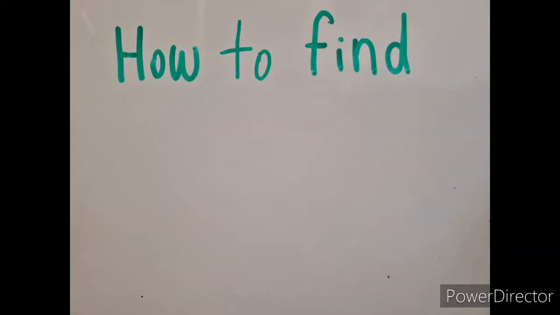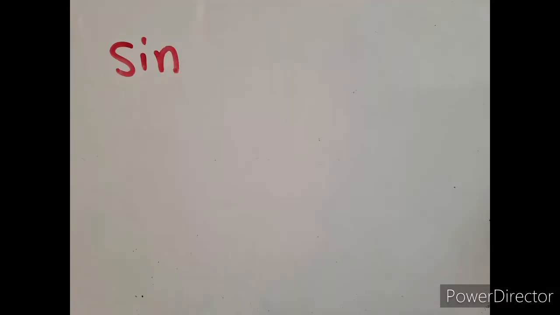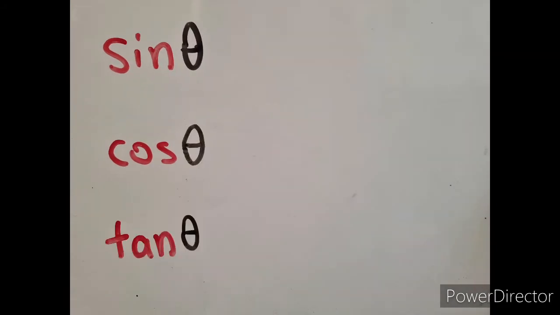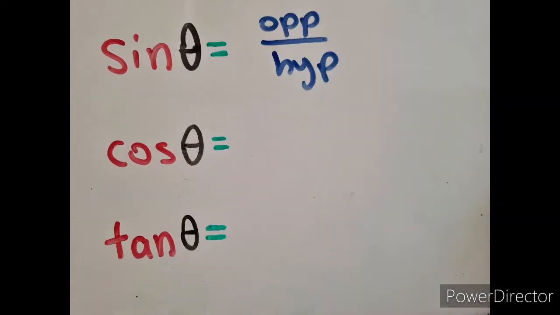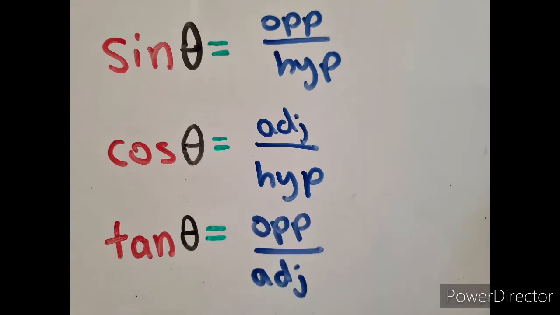How to find sine, cosine, and tangent using special triangles. There are three main rules that we use in trigonometry. Sine of theta is equal to opposite divided by hypotenuse, cosine of theta is equal to adjacent divided by hypotenuse, and tangent of theta is equal to opposite divided by adjacent.